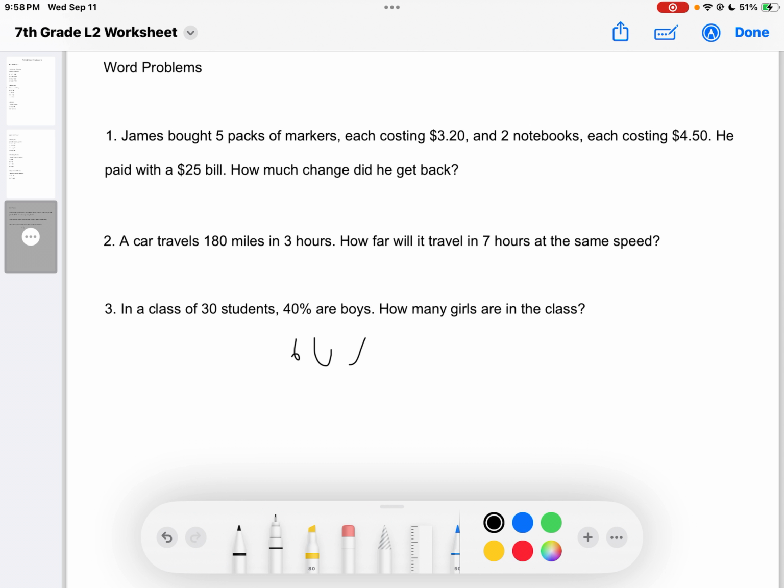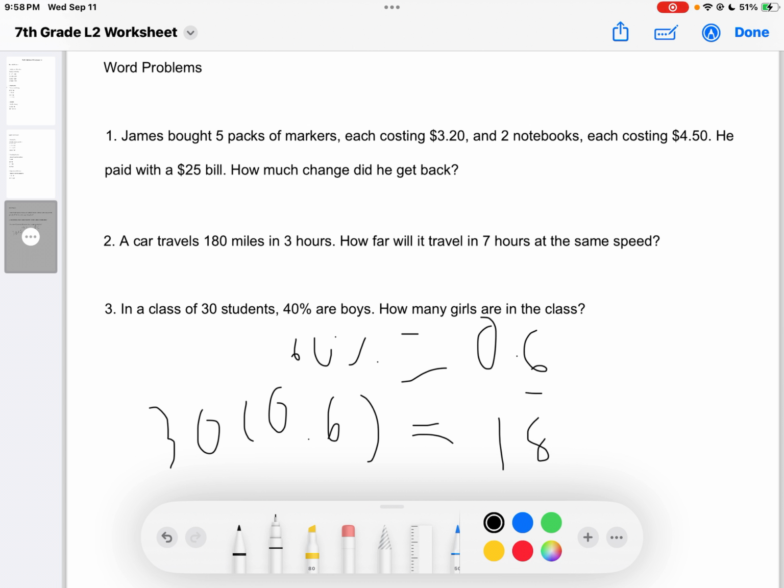60% are girls. And you could rewrite 60% as 0.6. And since there's a class of 30 students, in order to find the 60%, you need to multiply by 0.6. If you multiply 30 by 0.6, you will get 18.